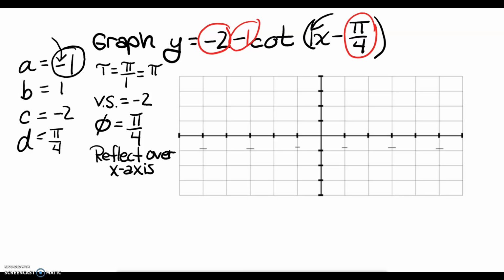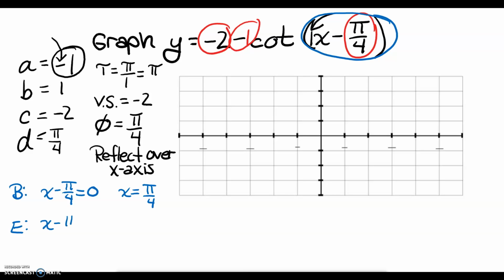All right, so let's start off by finding the beginning of our period. And if you remember, we set whatever we're taking the cotangent of, x minus pi over 4, to 0, and then we solve for x, x equals pi over 4. The end of our period, we're going to set x minus pi over 4 to pi, and when we solve, we get x equals 5 pi over 4.